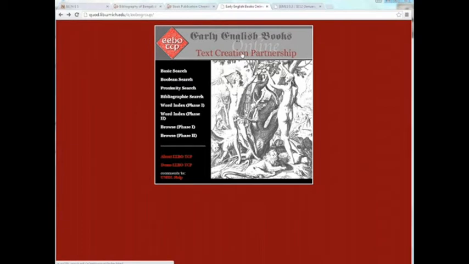This is an offshoot of the original EEBO, or Early English Books Online database, which provided images of early English books, a vast resource, and the TCP now provides searchable texts of these.